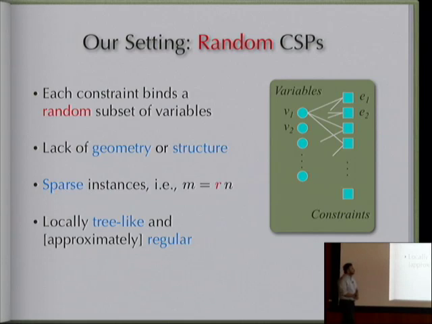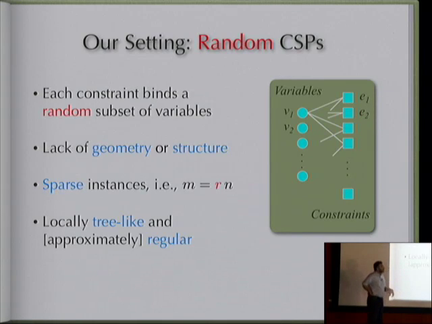As you all know, this random bipartite graph is an inherently high-dimensional object. So we can't really hope to have small separators, for example, that would allow us to decompose the problem. And this is one source of hardness for these instances.